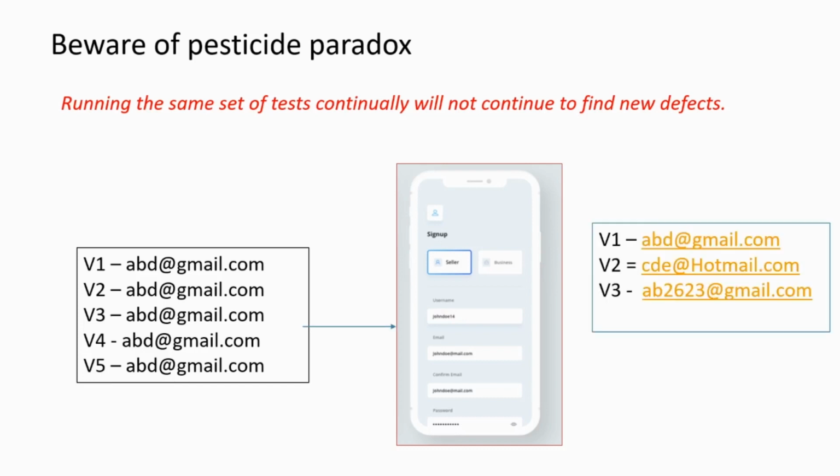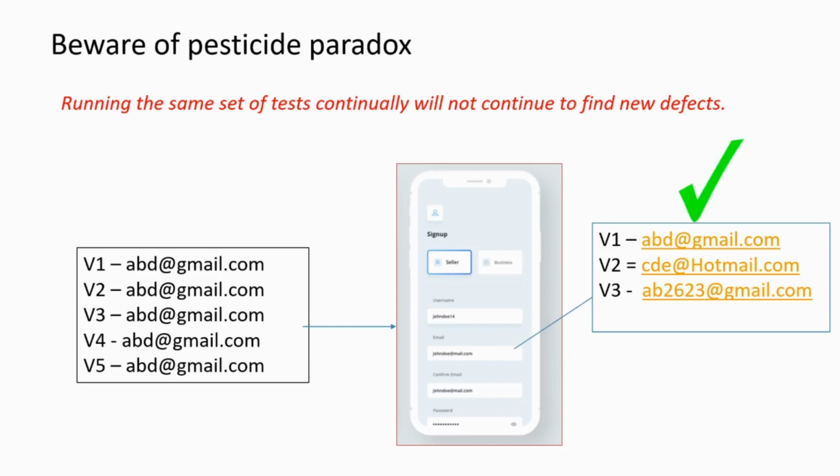On the other hand, you have a second approach where you use different emails in different versions. So for the version which is available to customers in the month of January, you have used abd@gmail.com. For version 2, which is released in the month of February, you have used cde@hotmail.com. So you have changed the domain name, and you have also tweaked the first half of the email address. Now the question is, which approach is more sensible?